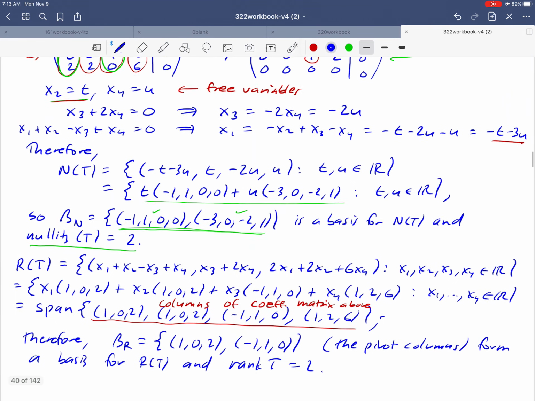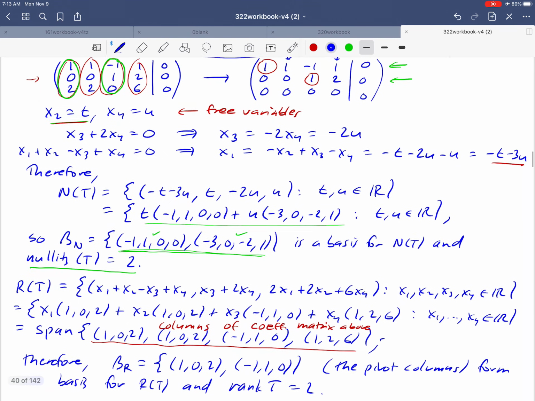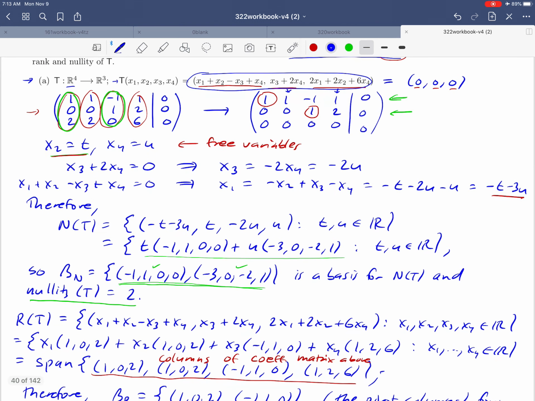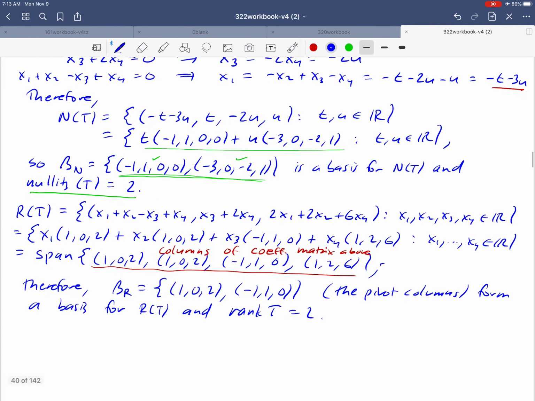All right, so just to summarize then, what we've kind of discovered in this example is that answering both of these questions, finding a basis for the null space and the range, can be done by starting with this system of equations. That's going to be our strategy every time we do a problem like this.